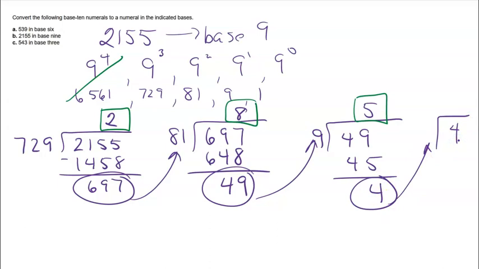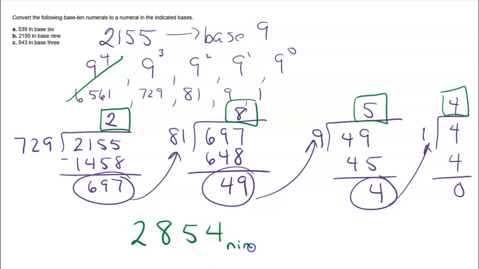So 4, what am I dividing that by? 9 to the 0, which is 1. Now we know 1 goes into 4 four times. 1 times 4 is 4, remainder 0. So my next digit is 4. You have to do the division all the way down to represent every single column. So I know that my answer, without checking it, should be 2, 8, 5, 4. All those quotients, but this is base 9.